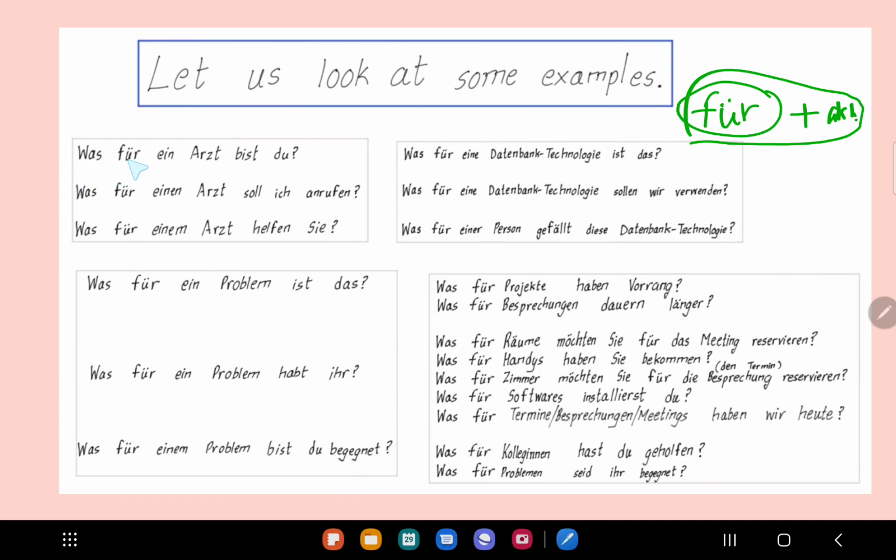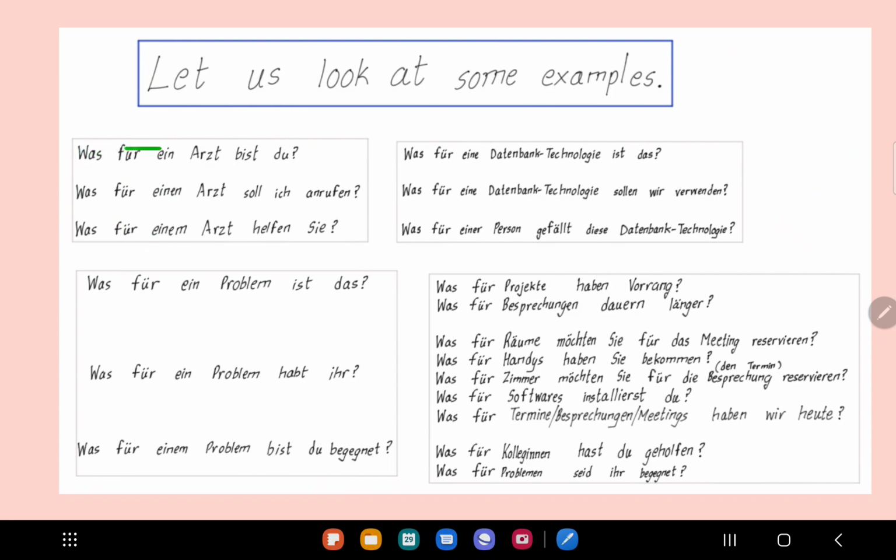Here für is associated with was für, so you should not treat für individually. Don't think that here we had für and that's why this became einen. No, that is not the case. Here you should treat was für together as one entity. Why? We will get to that in a few minutes.